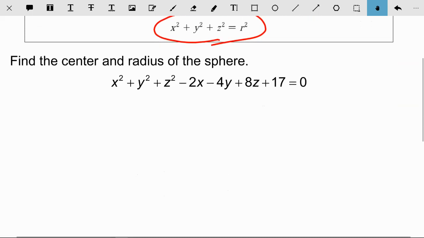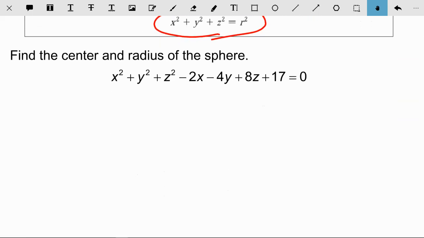Okay, so what I want you to do here is find the center and the radius of this sphere. You'll notice that this is not given in the standard form. So you're going to need to work through this, solve it out a little bit, group things together, complete the square, and get it into the standard form, and see if you can come up with where the center and the radius is. So pause the video, solve that out, and when you come back, we can talk about the solution.